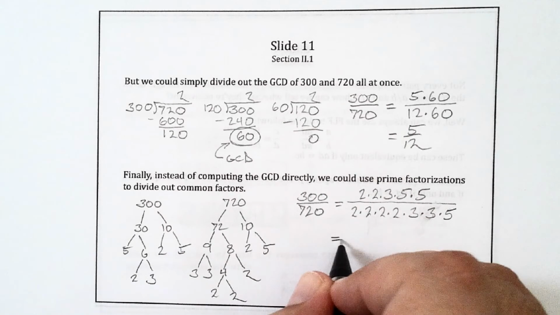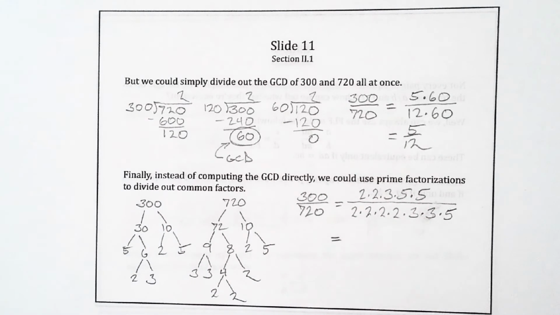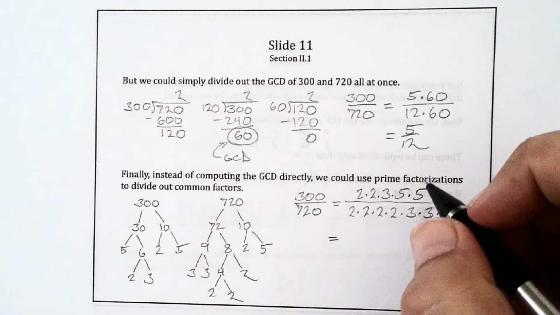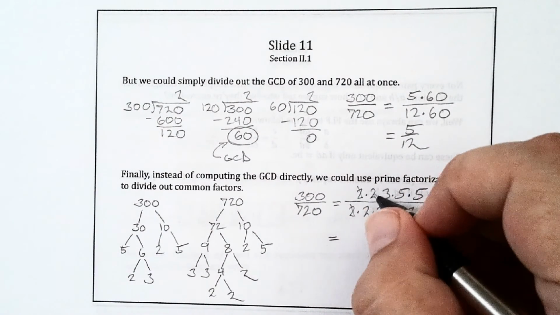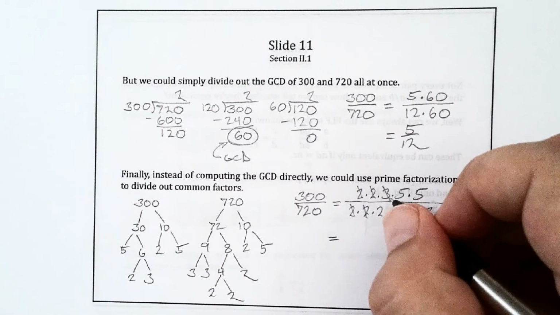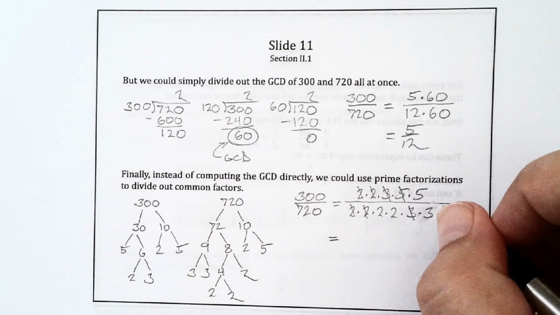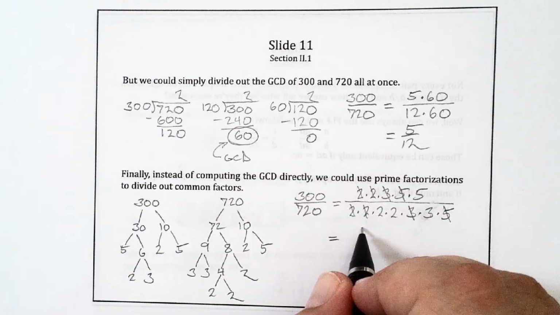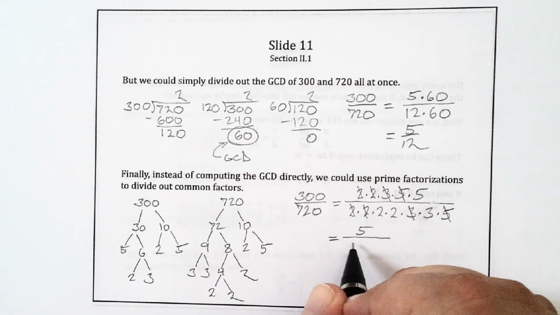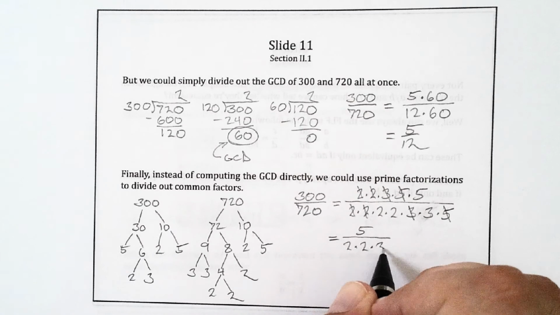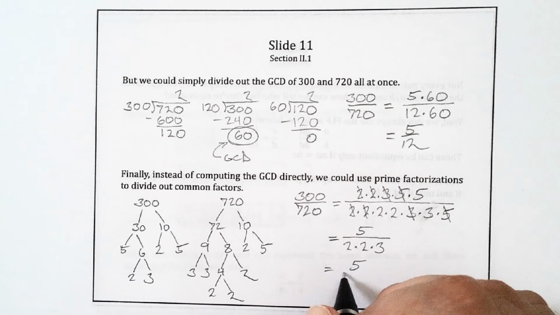Okay, now here's where I apply the fundamental law of fractions a bunch of times at once. I can just remove everything they have in common. Which leaves me with 5 over 2 times 2 times 3, which is 5 over 12.